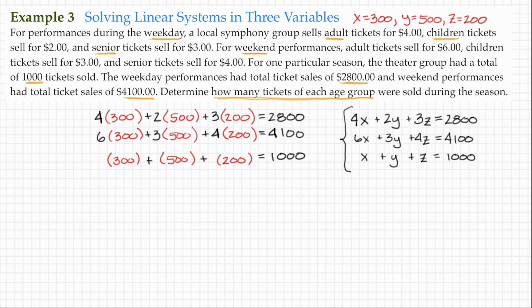So the solution is there were 300 adult tickets sold. That's x is equal to 300. That represents the adult tickets. 500 children tickets were sold. Y equals the children tickets. And 200 senior tickets were sold. That equals z equals the seniors. And there we go.